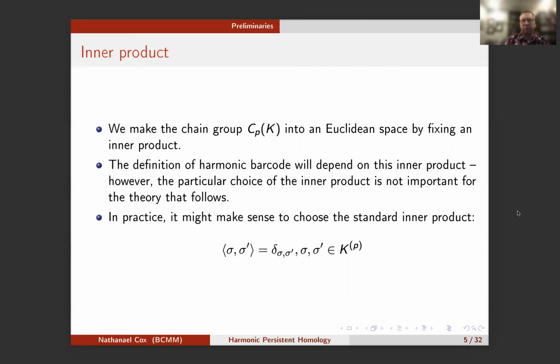We can make the chain group into a Euclidean space by fixing an inner product. And our definition of harmonic barcode is going to depend on this inner product, but it doesn't affect any of the theory. And overall in practice, probably the most common choice that makes sense would be this standard inner product, which turns our basis of simplices into an orthonormal basis.